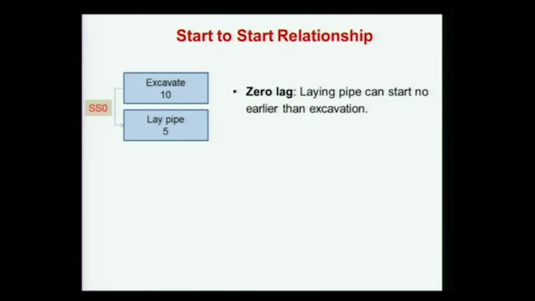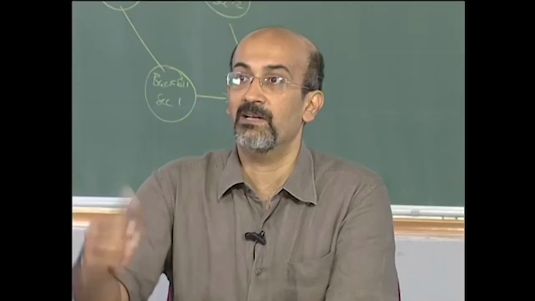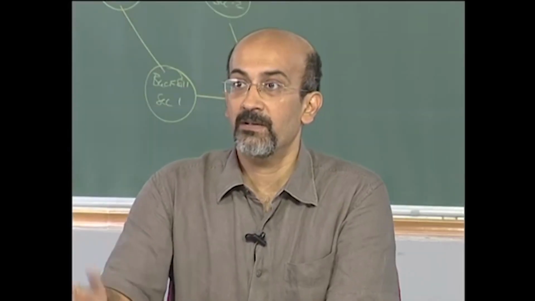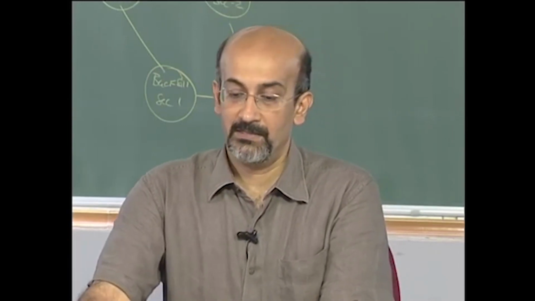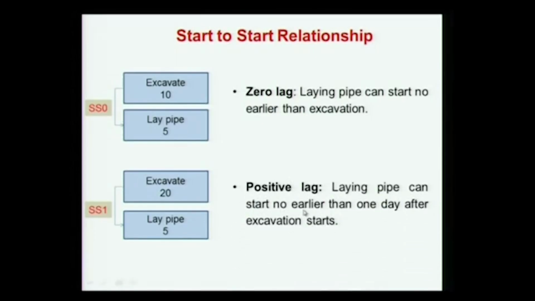But I can start after excavation, but it is giving me up to almost immediately after, which might not be feasible. So something like this, which says laying pipe can start no earlier than 1 day after excavation starts. Okay, might be reasonable. You want to have some length of excavation done before you start laying pipe, so this gives you a lag relationship. Now I am not covering leads in this because you will have negative relationships; we will just use the lag for now to illustrate the various relationships.